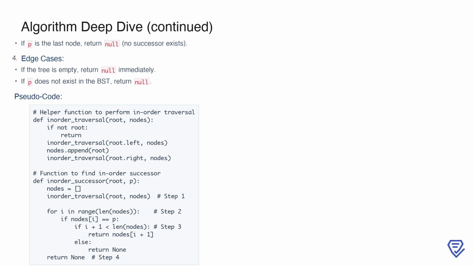Now, let's account for edge cases. If the tree is empty, we immediately return null since there are no nodes to process. Similarly, if the node P does not exist in the BST, we return null as well.